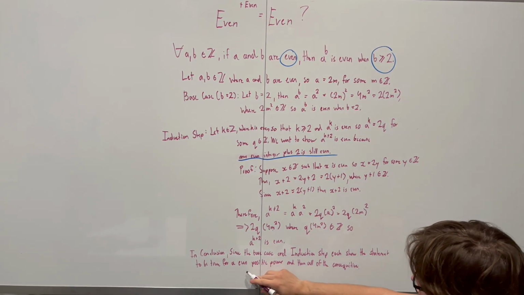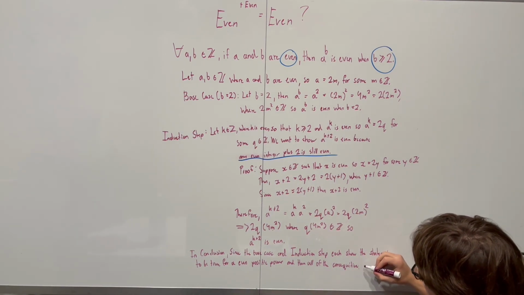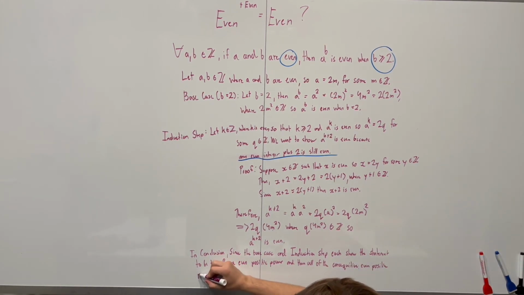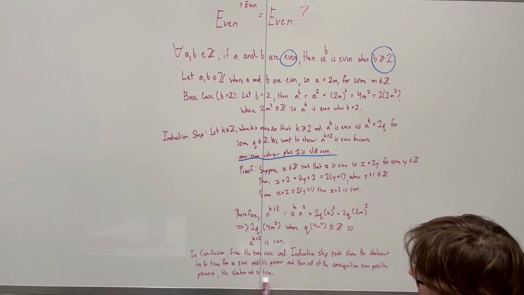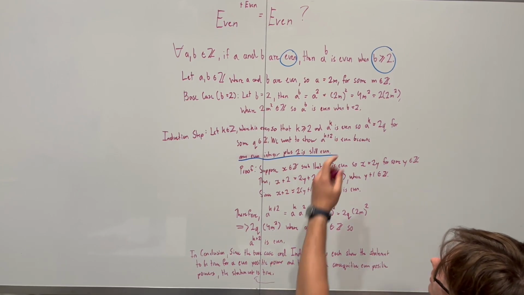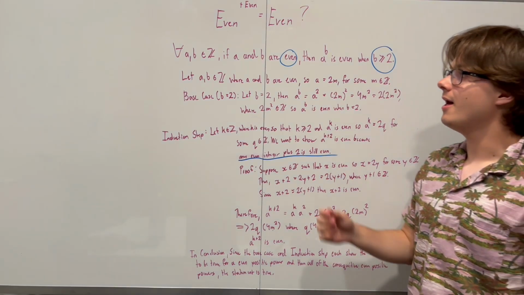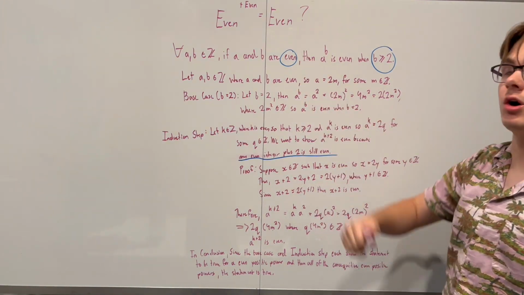So we're going to say because it shows that it's true for an even positive power, and then all of the consecutive even positive powers, the statement is true. Of course, if you want to be explicit, you can just type in here what your original statement was that you were trying to prove. But fantastic. We have now proven that any even integer to the power of any positive even integer is always going to be even.